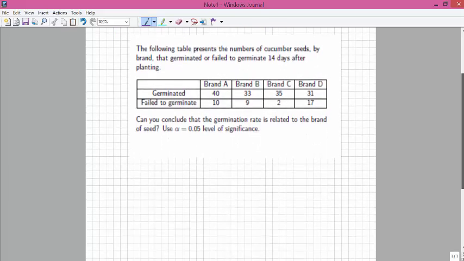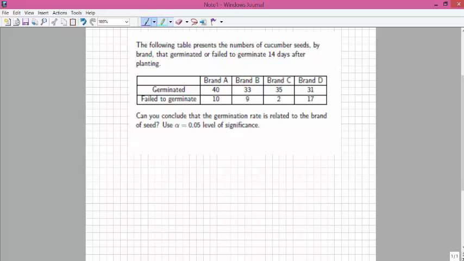Okay, so I have the problem in front of me. The first step is to write out my hypothesis. So my null hypothesis would say the brands of cucumber seeds and the germination rates are independent. Okay, there is no relationship between those two.